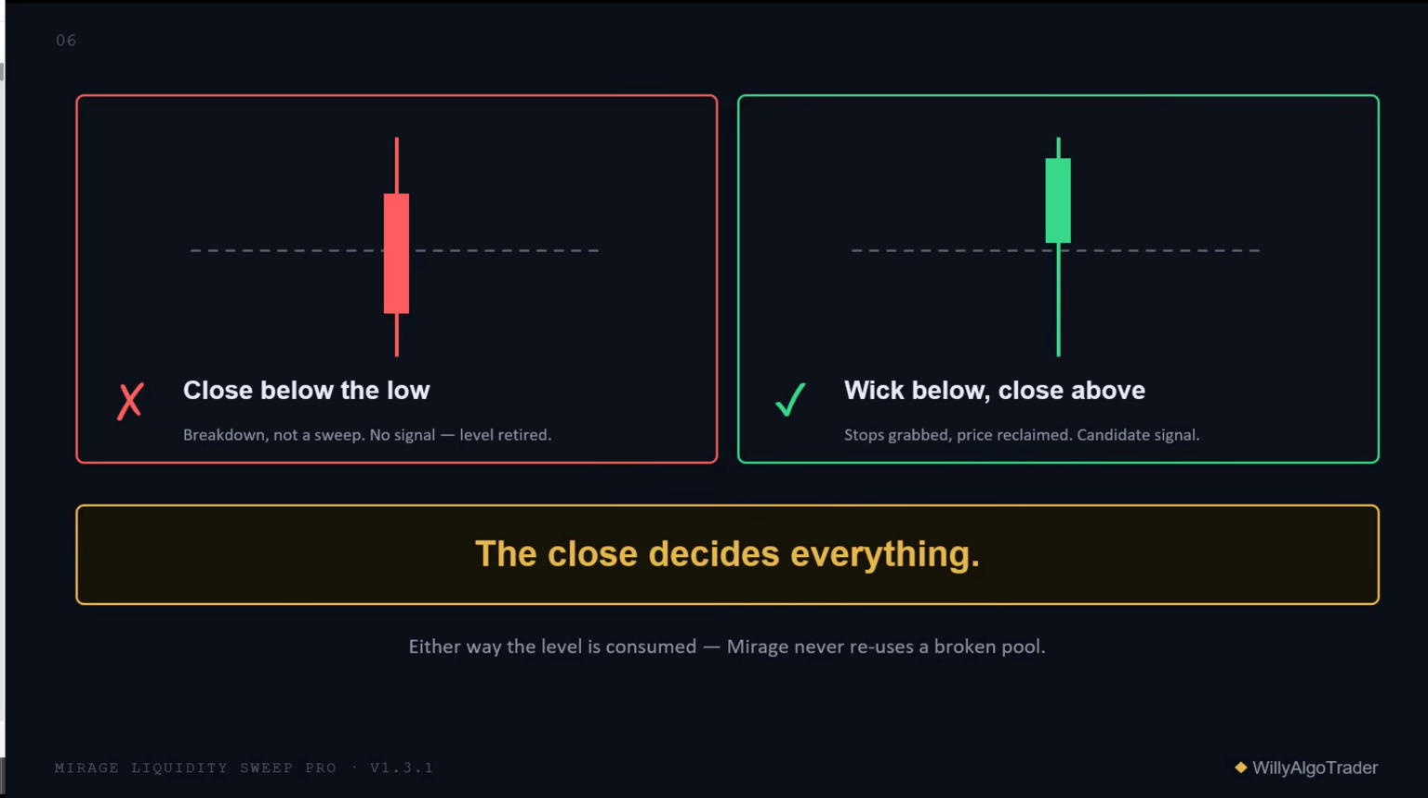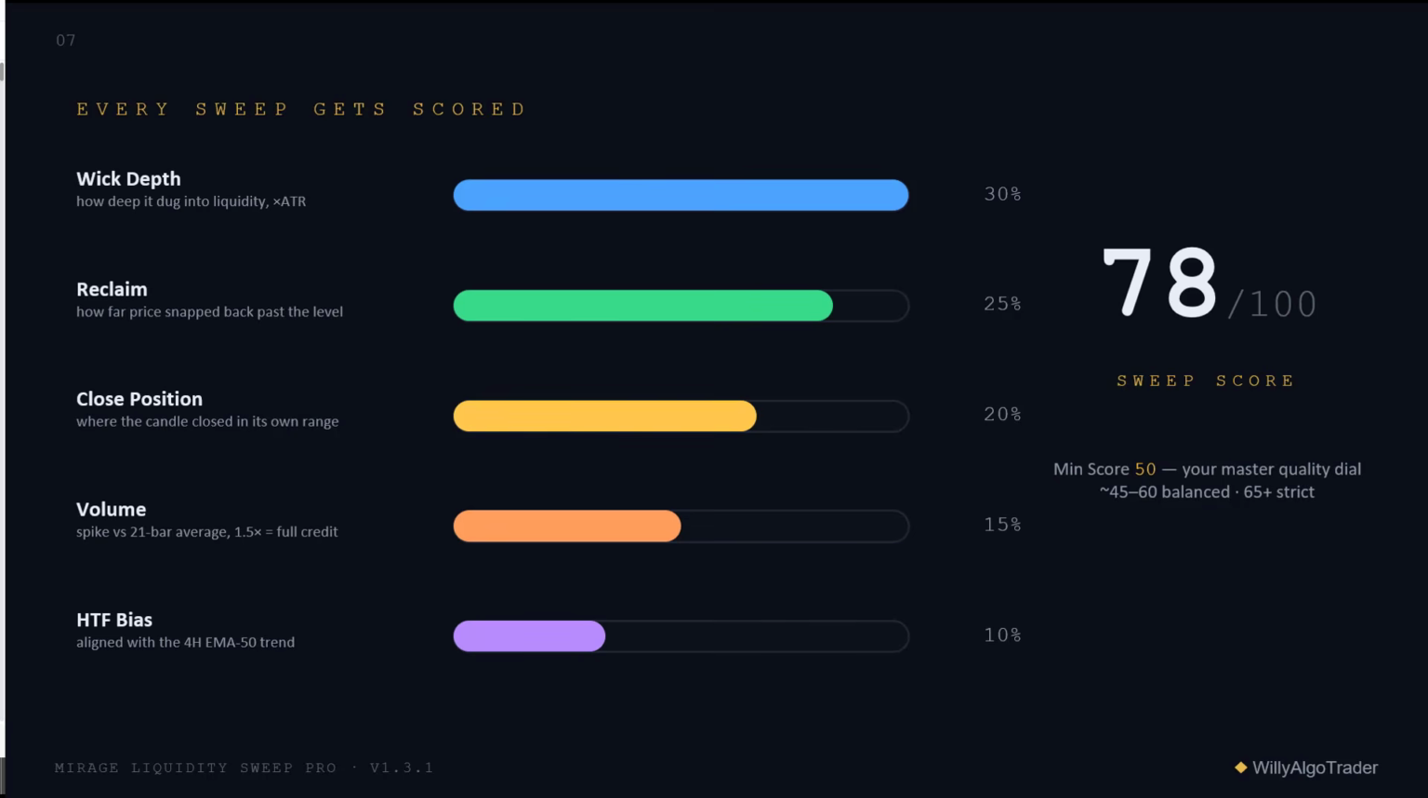Now the detection, and this is the rule that separates Mirage from a dumb wick detector. Take a swing low. If price closes below it, that's not a sweep, that's a breakdown, no signal. But if price wicks below that low and then closes back above it, that's a bullish sweep. The grab and the rejection in one candle. Same logic flipped for the highs. The close decides everything. That single rule is why Mirage ignores the huge majority of noise wicks that other tools fire on. But not every sweep is worth trading, so every one gets scored.